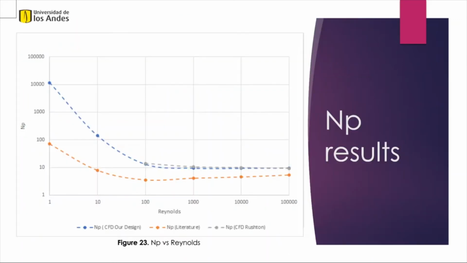Finally, we see how both CFDs end up in a very similar range, if not the same. This means that both simulations are reliable. We can see that our own design makes it easier to obtain power number values for a very low Reynolds number, not like the CFD of the Rushton.